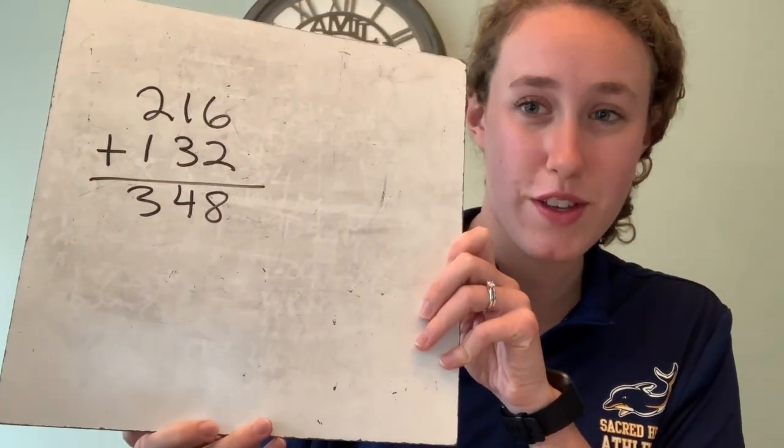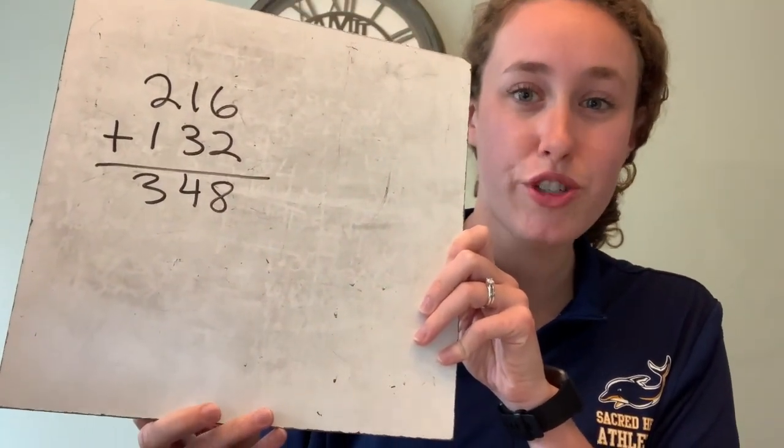The total mass of the two pieces of fruit is 348 grams. We're doing a great job. If we take it piece by piece, step by step, these problems are not a big deal.